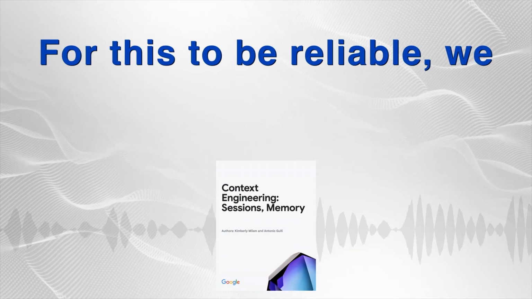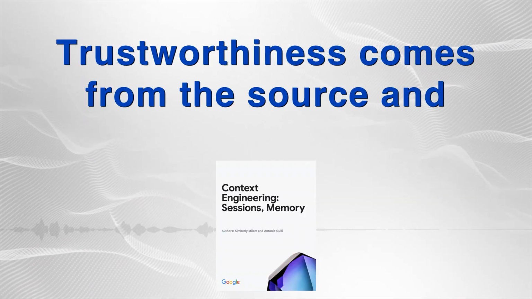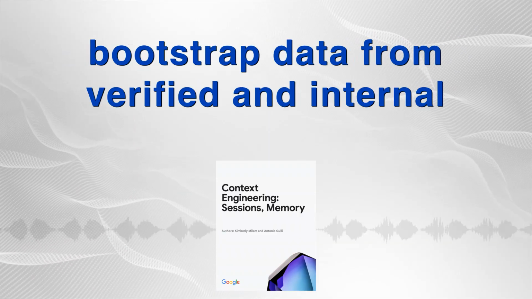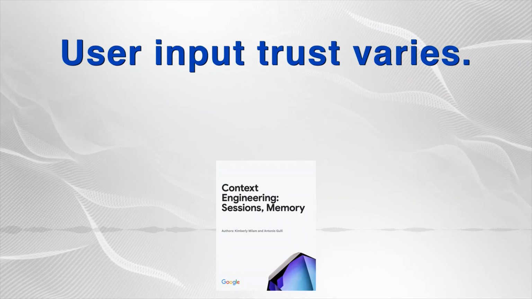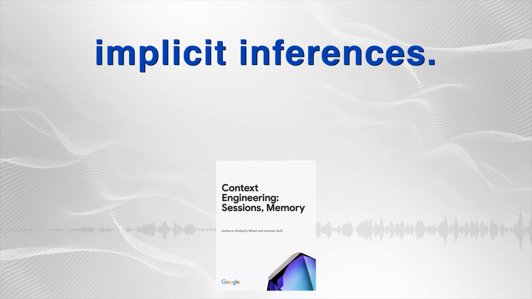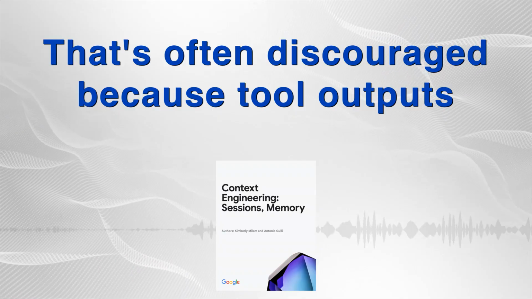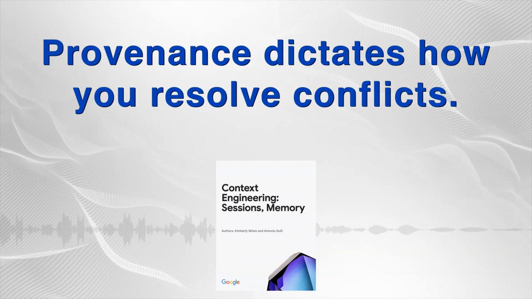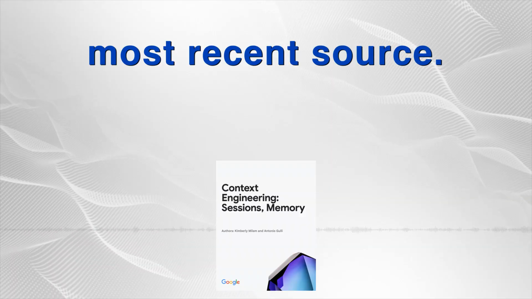For this to be reliable, we need to trust the data. This is where memory provenance comes in. Exactly. Trustworthiness comes from the source and its age. High-trust sources are things like bootstrapped data from verified and internal systems. User input trust varies. Explicit commands are more trusted than implicit inferences. And memory from tool outputs? That's often discouraged because tool outputs can become stale very quickly. Provenance dictates how you resolve conflicts. You prioritize the most trusted or most recent source.